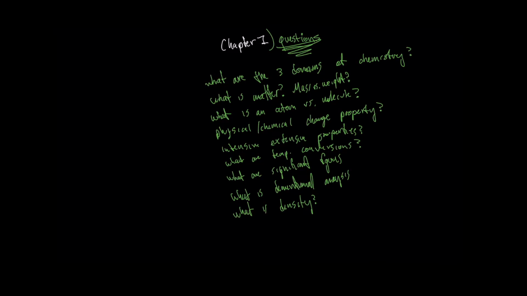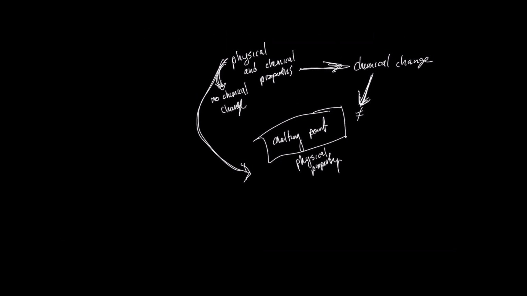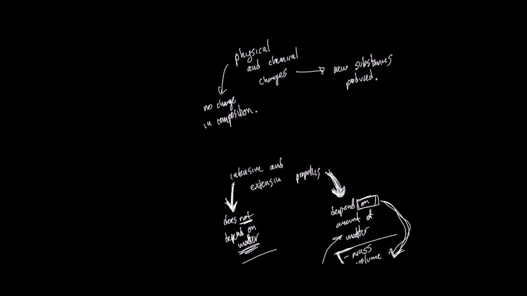Physical and chemical changes and properties. What are those? 3 seconds to answer. Okay, physical and chemical properties. A physical property involves no chemical change, whereas a chemical property involves a chemical change. I gave a few examples of that. You can go back and watch previous lessons if you would like to see that. And then we moved on to physical and chemical changes. No change in composition for physical changes, whereas chemical changes have new substances produced.